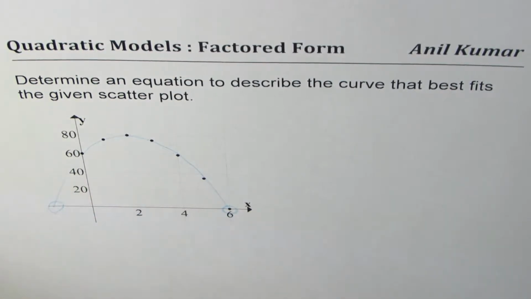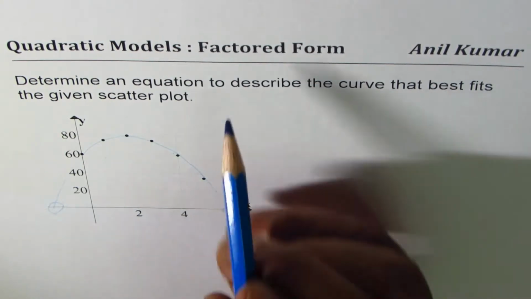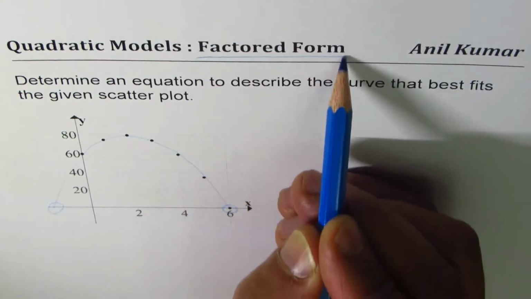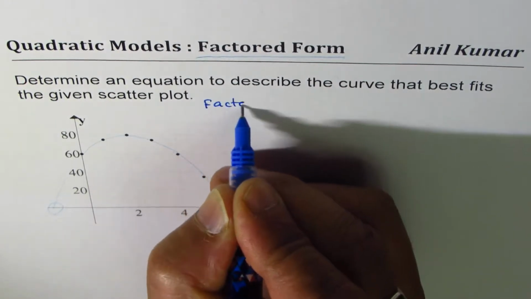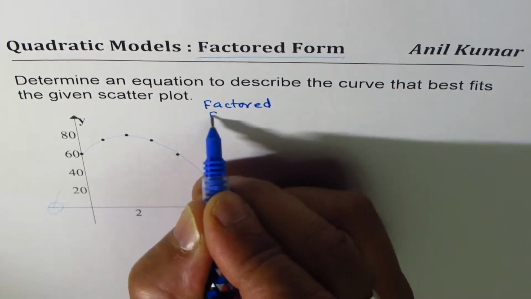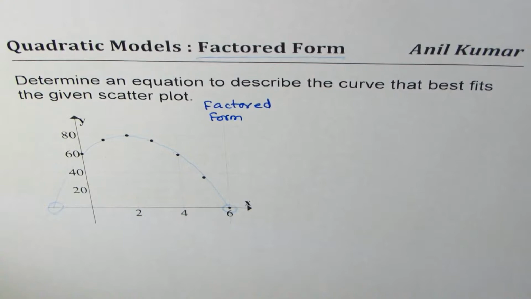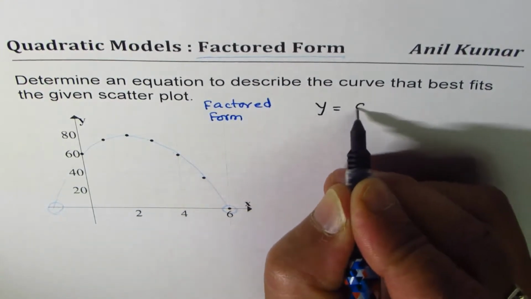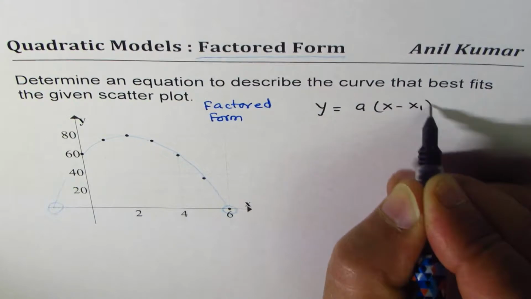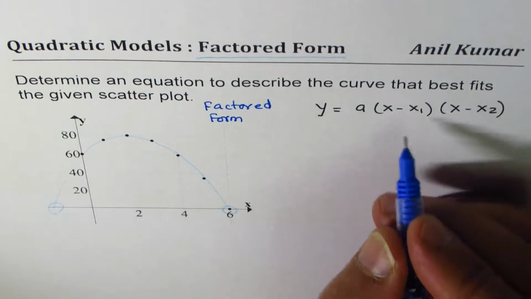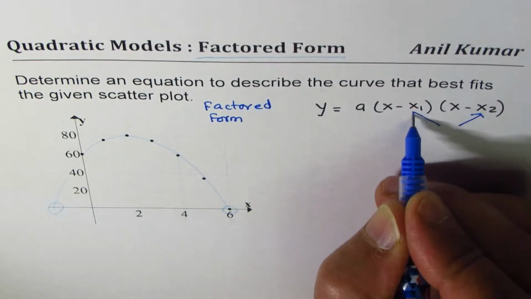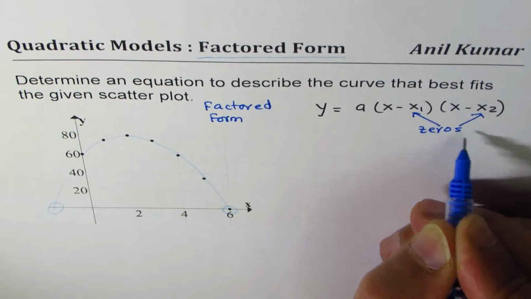So you can do sometimes interpolation or extrapolation, as the case here is, to find the zeros, since factored form involves getting zeros. So let me first write down what is factored form. When we say factored form, what we really mean is we're looking for an equation which is like this: y equals a times (x minus x1) times (x minus x2), where x1 and x2 are zeros, right? This is very important to understand.